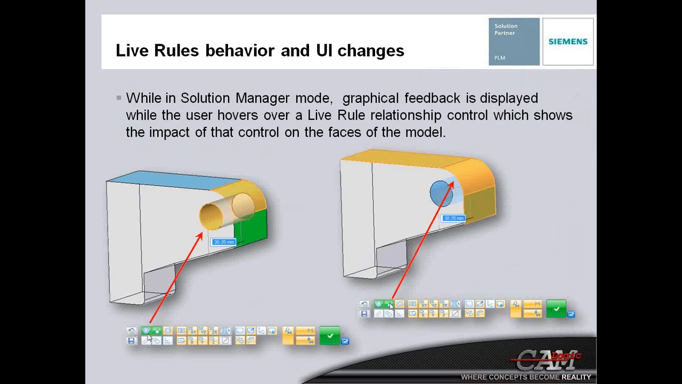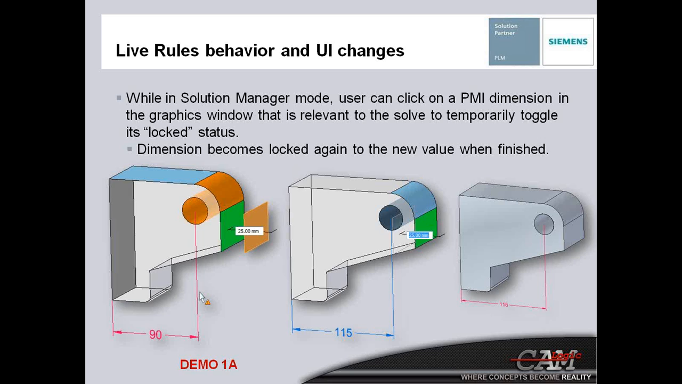So while in the Solution Manager, if you're down in the live rules and you can see that some of the live rules are green during an edit, if you hover the cursor over them, they'll go ahead and give you some feedback. You can see in the illustrations, changing the color and letting you know, hey, listen, this relationship is on this feature. So while in the Solution Manager mode, the user can click on a PMI dimension in the graphics window that is relevant to the solve to temporarily toggle its lock status. And then again, after the move is complete, the dimension will go back to a lock status. It's just a matter of relaxing it. So not only can we affect the geometry, but we can also go in and utilize the Solution Manager on actual PMI dimensions.